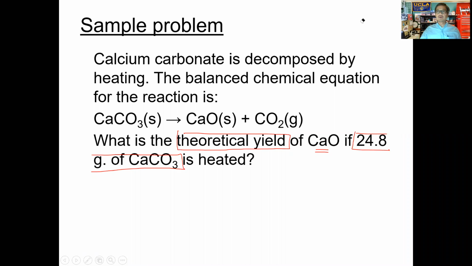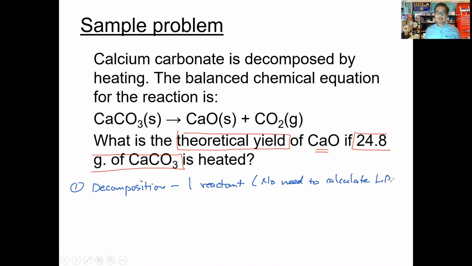I hope it becomes pretty apparent why we do not have to calculate the limiting reagent. So we can basically skip the first step here, because we only have one reactant, folks. This is a decomposition reaction. Because it's decomposition, we only have one reactant. There's no need to calculate the limiting reagent. And so this is good. We can just go ahead and write that in.